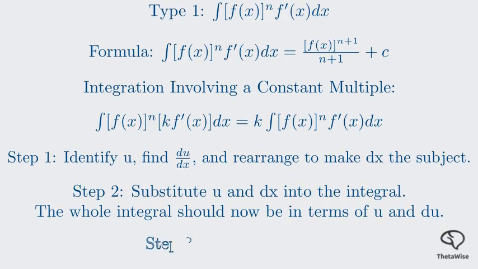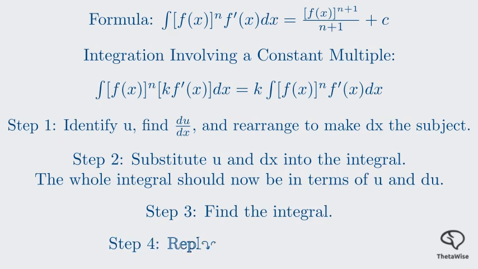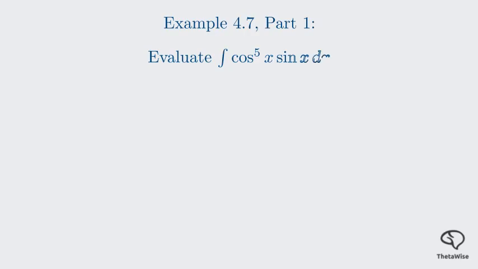Third, we find the integral of the new, simpler expression in terms of u. This should be a standard integral that we know how to solve. Finally, we replace u with its original function in terms of x to get our final answer. Let's apply this procedure to an example. Our goal is to evaluate this integral. We need to evaluate the integral of cosine to the fifth of x times sine x dx.